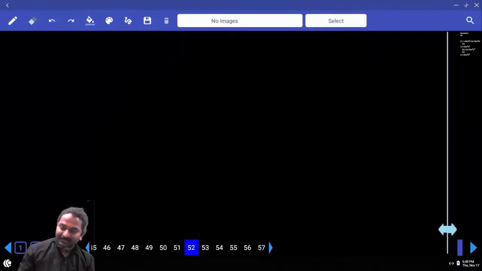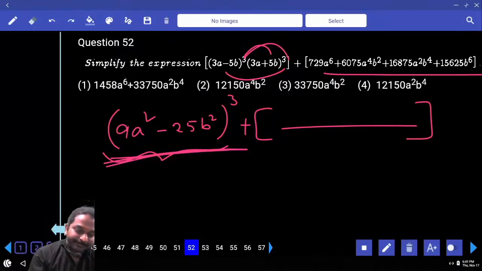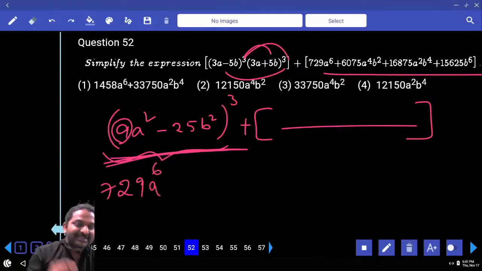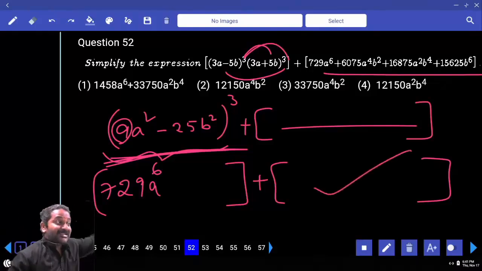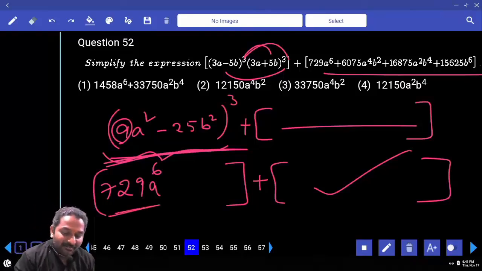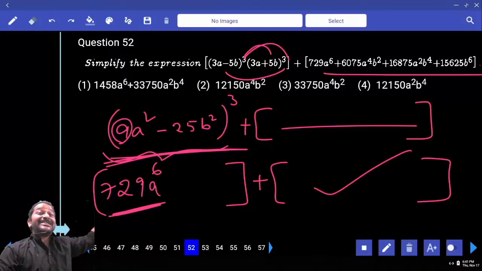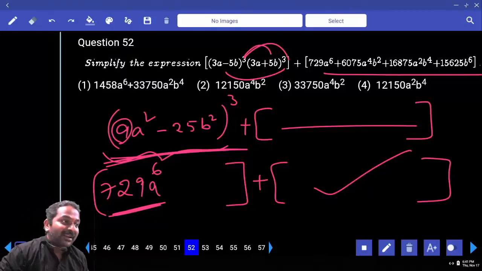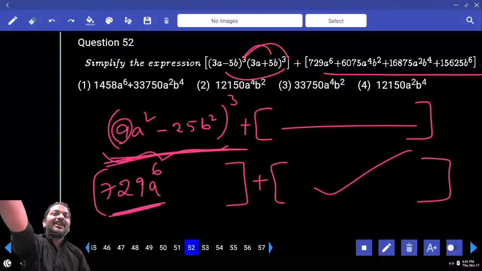Now, if you follow that, here, A cube. 9 cube, 729. A power 6. Correct? And something will come here, plus some other value we have. In the second equation, 729 into a power 6 we have, right? What is the coefficient of a power 6 in the second equation? 729. Is it positive or negative? Both are positives, right? So can you eliminate a power 6? In your final answer also, you should get a power 6.